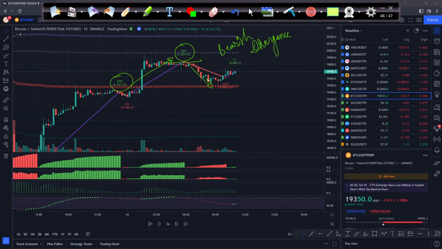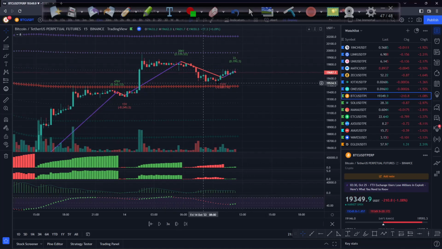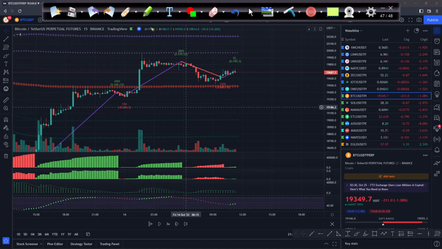Okay, and look what we did here. So we made around 0.5% profit here. Okay, so let's move on and let's see what we are doing here. So it hadn't tested this value area, so we won't be entering trade here. Well, it did actually here.